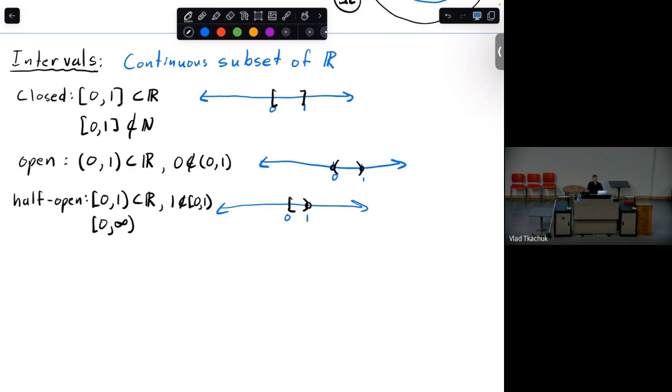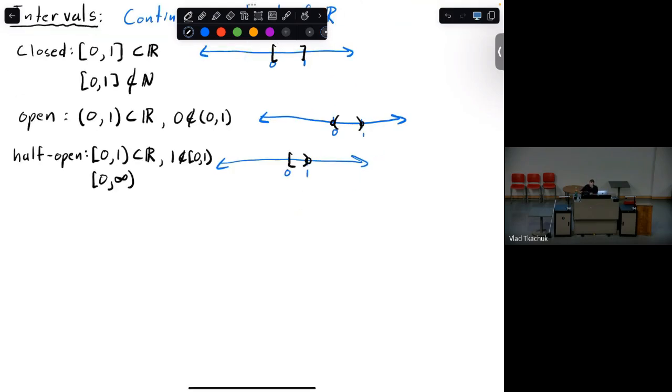Cool. Okay, so next thing is there are operations you can do on more than one set. So you can do things with multiple sets. And these operations are called unions, intersections, and complements.